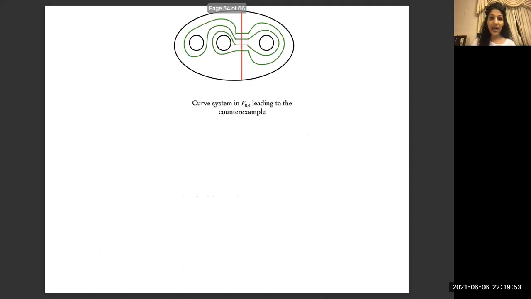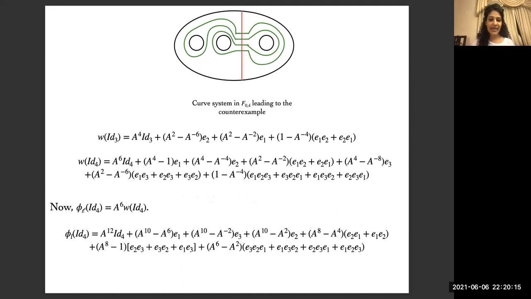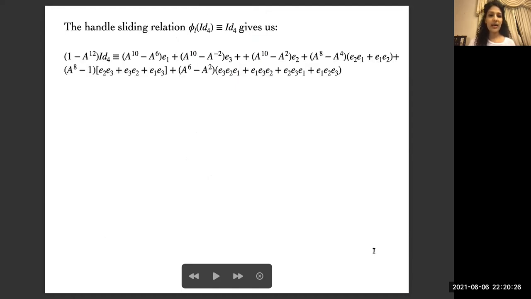All right, so now we claim that the curve system illustrated here in F04 leads to the counterexample. And we know that K over here is 4. Okay, so now what will follow is a series of algebraic calculations. So from the previous slide, we can calculate WID3 and WID4. And we know that if we perform positive two handle sliding on the lower arc, phi LID4 is exactly the same as a raised to 6 WID4. So we get this equation. And we know that because of handle sliding, phi LID4 is exactly equivalent to ID4. We get this relation.